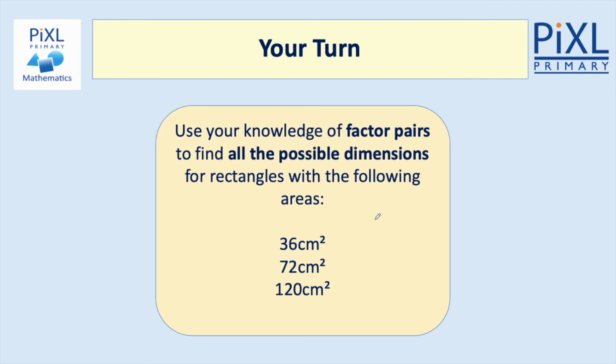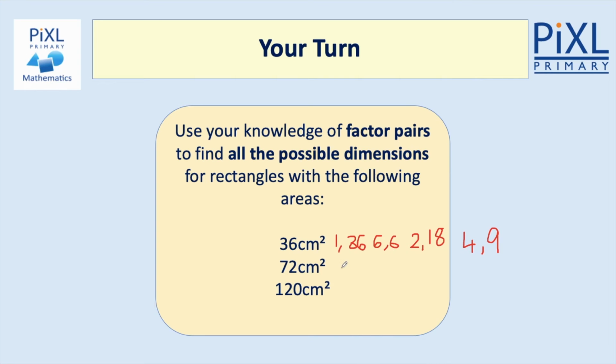So let's have a look at the factor pairs of 36 first. You could have had 1 and 36. You could have had 6 and 6. You could have had 2 and 18. You also could have had 4 and 9.